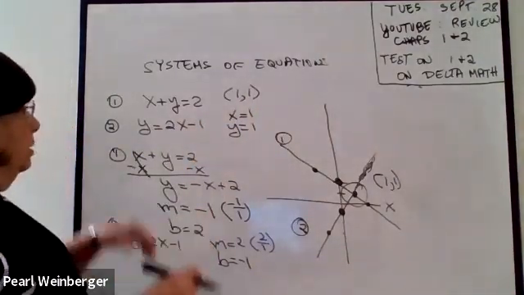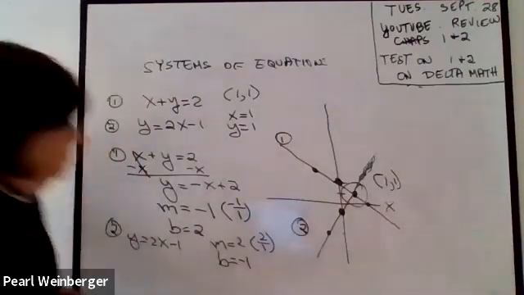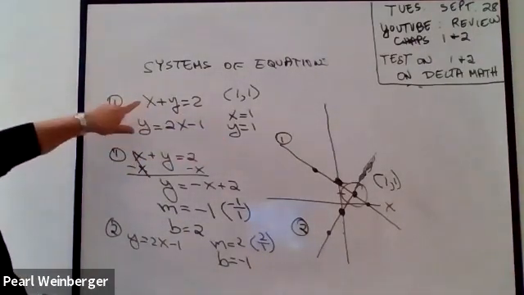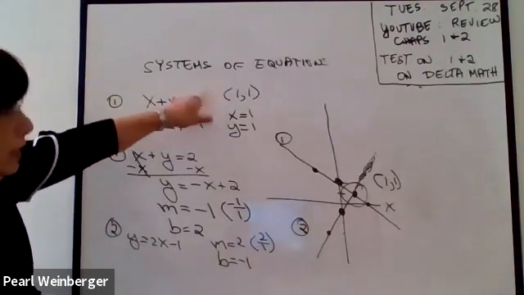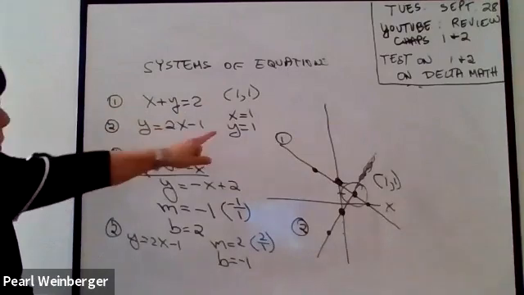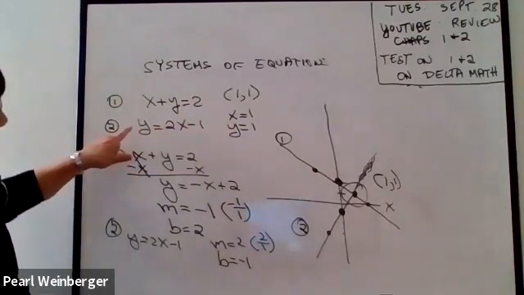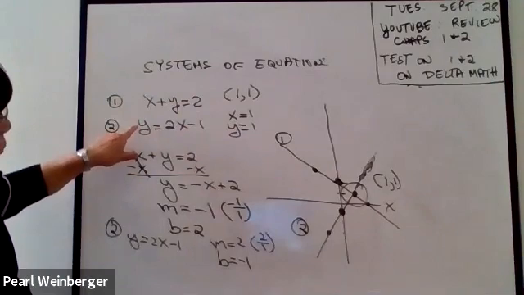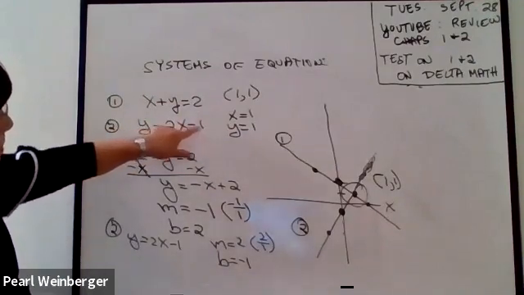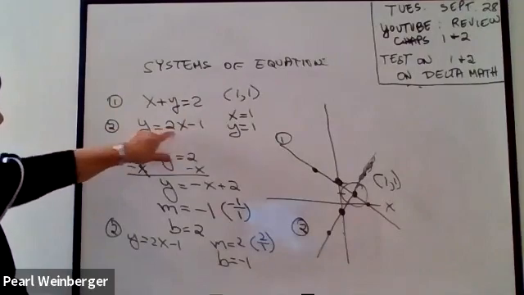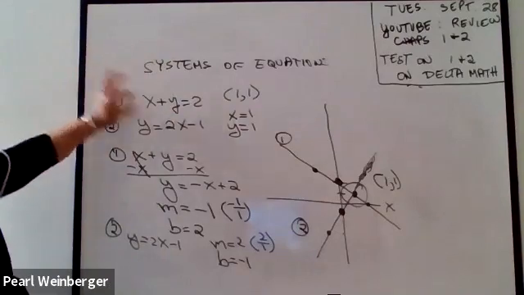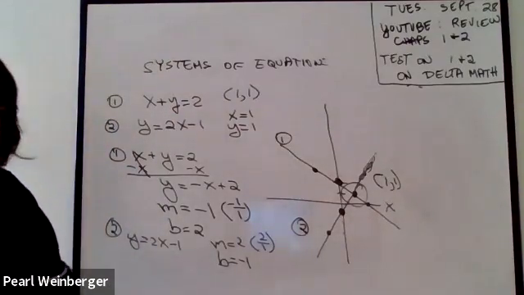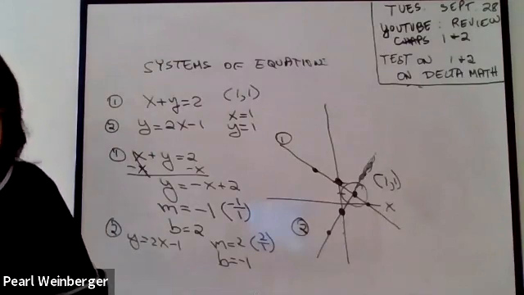If you notice, these numbers really work, because when I replace the x with 1 and the y with 1, I'll get 1 plus 1, which is 2. That checks. And when I replace the x and the y with 1 in the second equation, this will give me 1 equals 2 times 1 minus 1, and that's 2 minus 1, which is 1. So the answer has to work in both equations to be a solution. And this is what's called solving a system of equations.